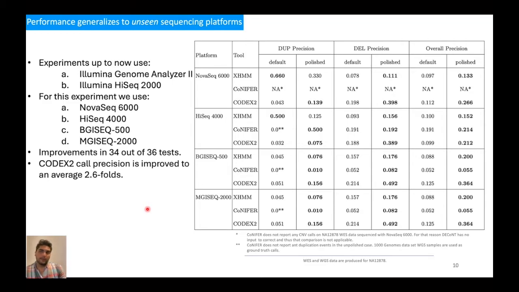Overall, the performance is on par with the tests obtained on the platform settings identical with the training phase. Polishing procedure consistently improves the performance in a platform-independent manner.